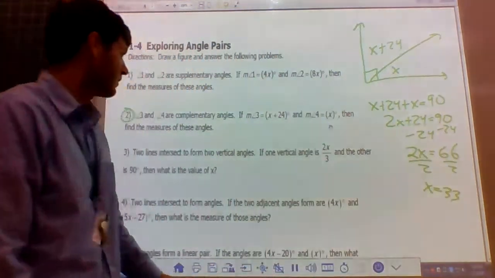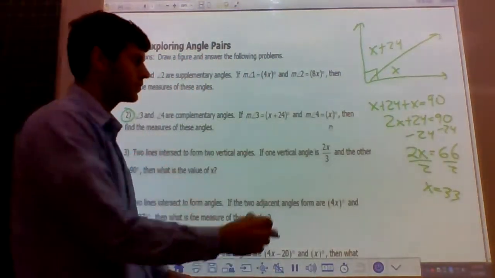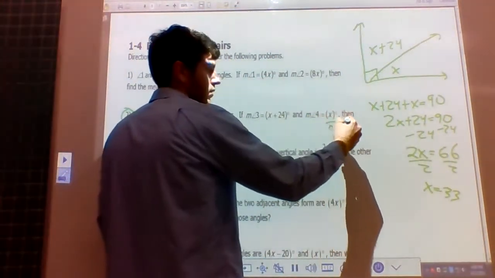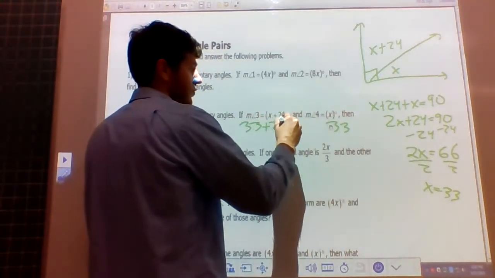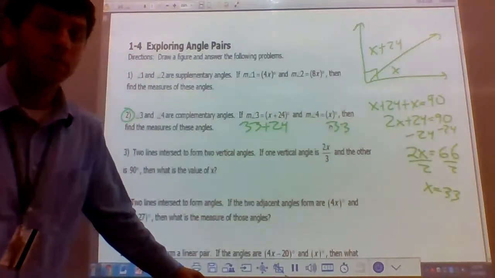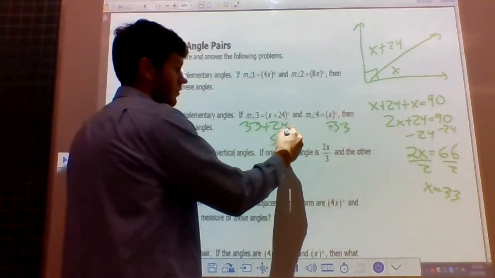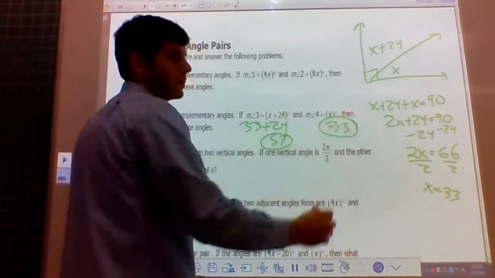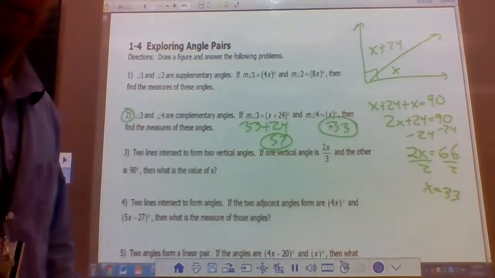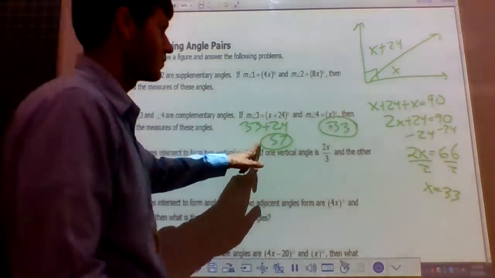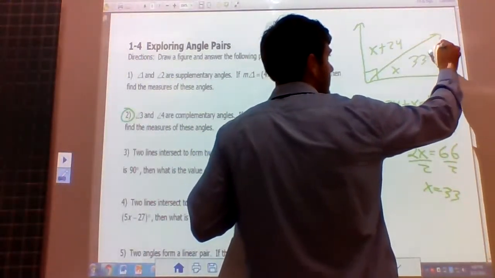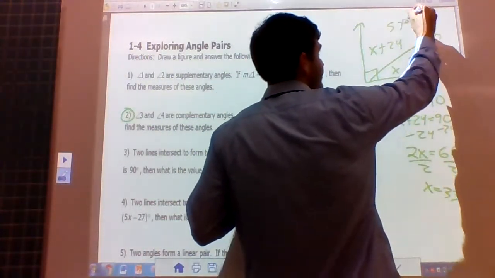We can substitute that back in because we're finding the angle measures. So that's 33. And this is 33 plus 24, which is going to be 57. And we know 57 plus 33 is going to be 90. So we know they're complementary. So this is 33. And this is 57.